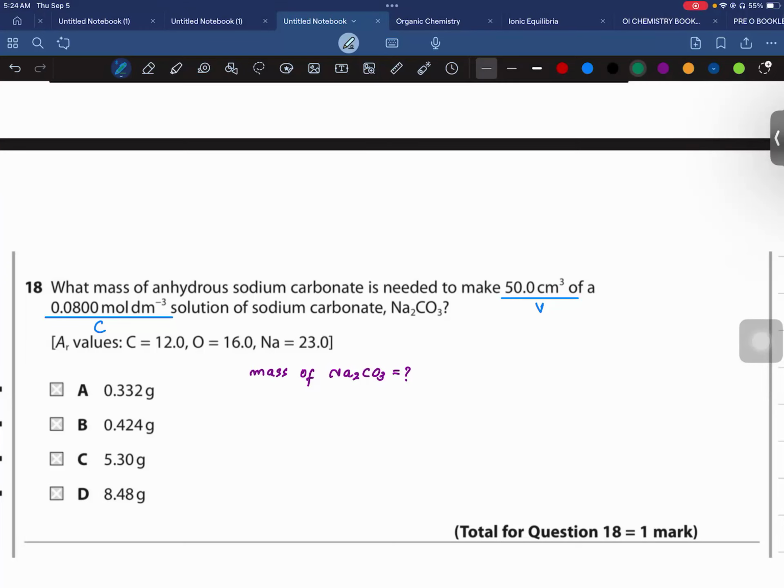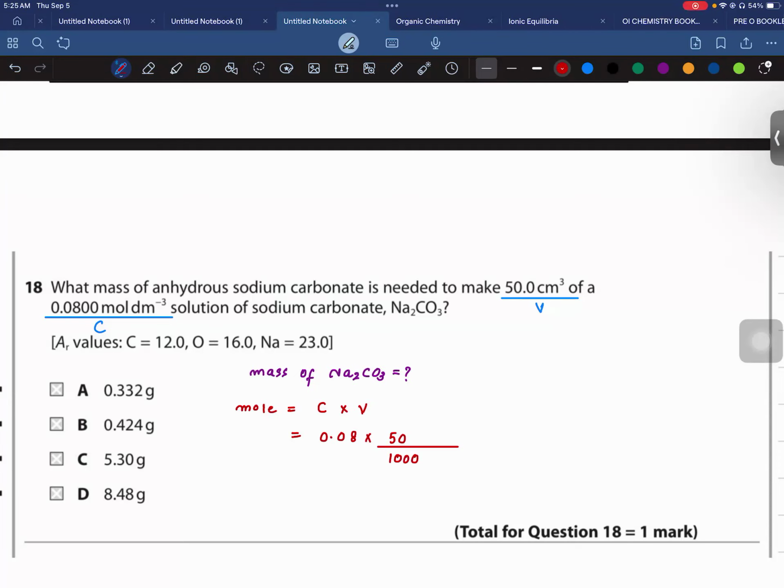You are saying 4 moles, right? Okay. So mole is equal to concentration times volume. Concentration is 0.08, volume is 50 divided by 1000.